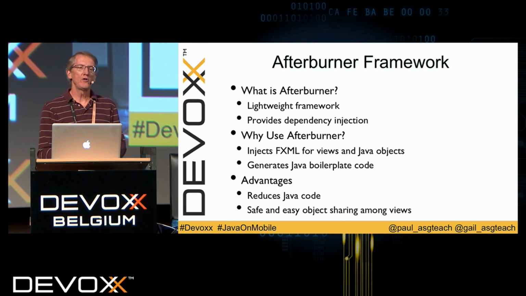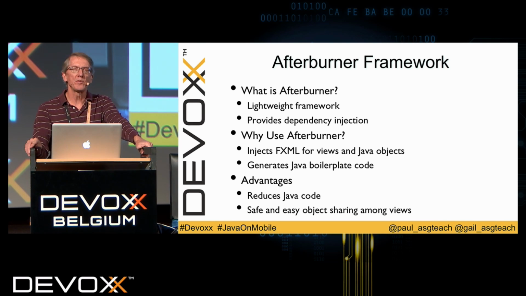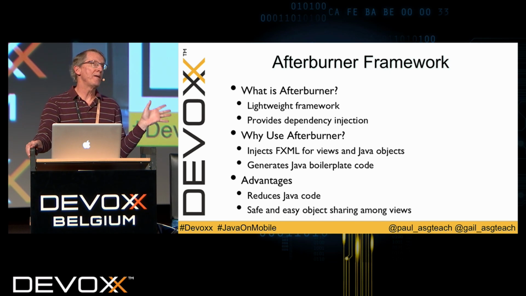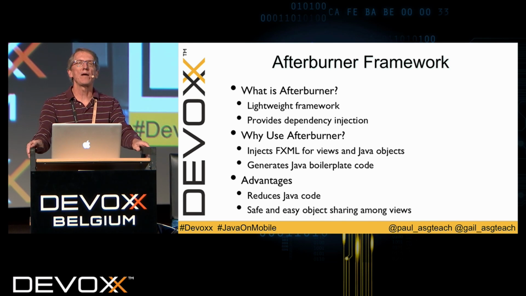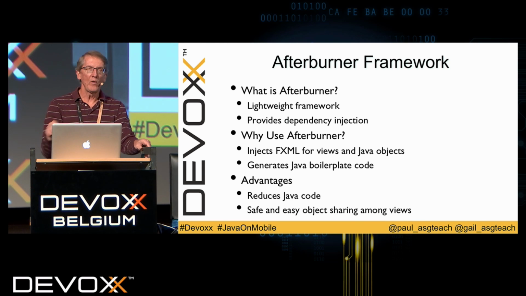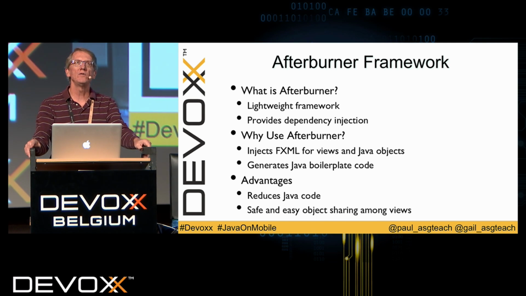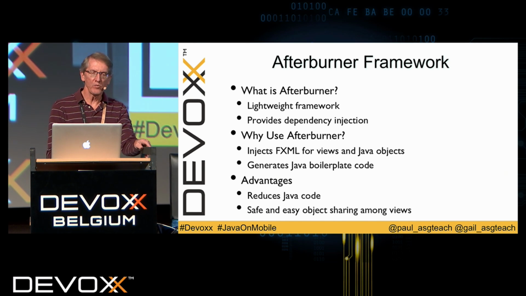Now remember that when you create a Gluon mobile application with FXML, you have the option of using the Afterburner framework. You may remember way back when we started, when Gail first built that application with the plugin, one of the options was, do you want to use the Afterburner framework? This is a lightweight framework that provides what's called dependency injection, which means that it'll generate boilerplate Java code and instantiate the objects for you based on configuration parameters and things like that. There's a general dependency injection that you can use through the @inject that you saw a few minutes ago. And the question is, why would you want to do this?